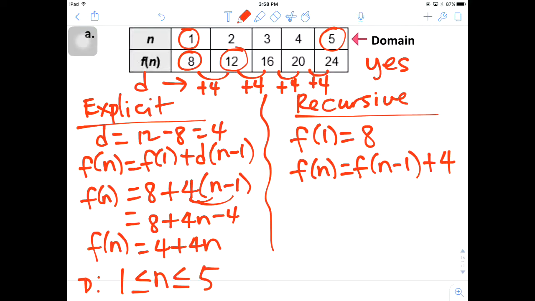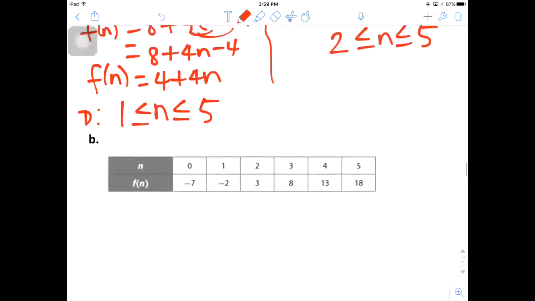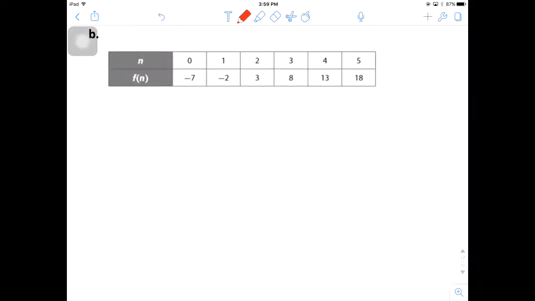And again, we need to specify the domain for this because it is a finite list. Since the first term is already given, we're going to specify that for the rest of the terms, it goes from 2 to 5. And that is how you specify the domain for the 2 rules. So explicit and recursive are the 2 separate ways. Hopefully you guys are getting the hang of it. We're going to do one more together, and then you get to try one on your own.